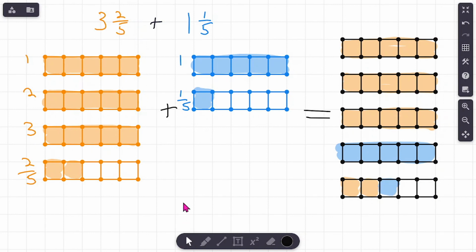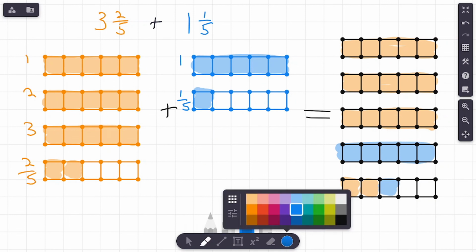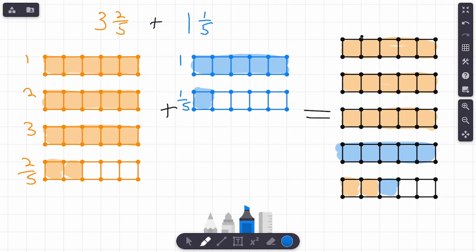Take a look at our model. Take a look at the whole thing. What are you noticing? Did we get everything? Did we draw everything correctly? Let's see what our final answer is going to be. Okay, let's start off with our whole number. How many wholes do we have? 1, 2, 3, 4. Forgot to switch it over to the pencil. There we go. There's 4.